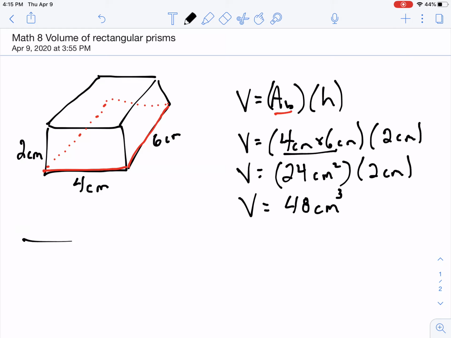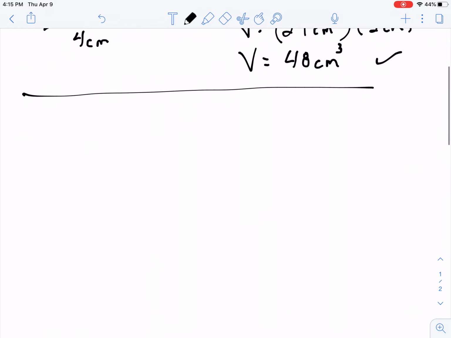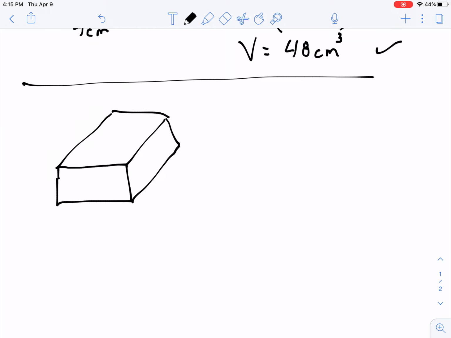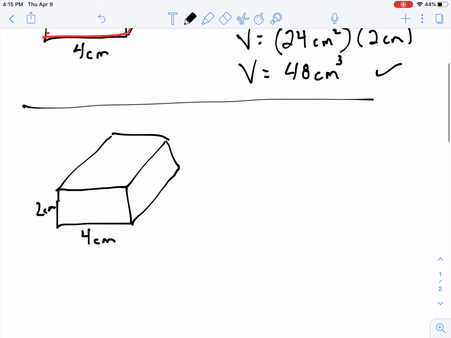I'm going to try and draw the same shape. So looking at this, I had a rectangle. This was my front face. It then went back. And I want to look at this slightly differently. This time, same measurements. This was 4 centimeters. This was 2 centimeters. And the top guy was 6 centimeters.